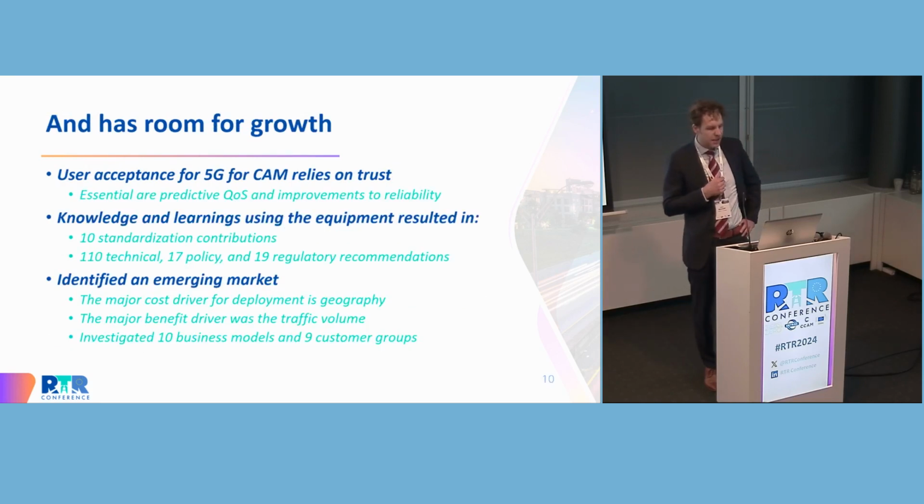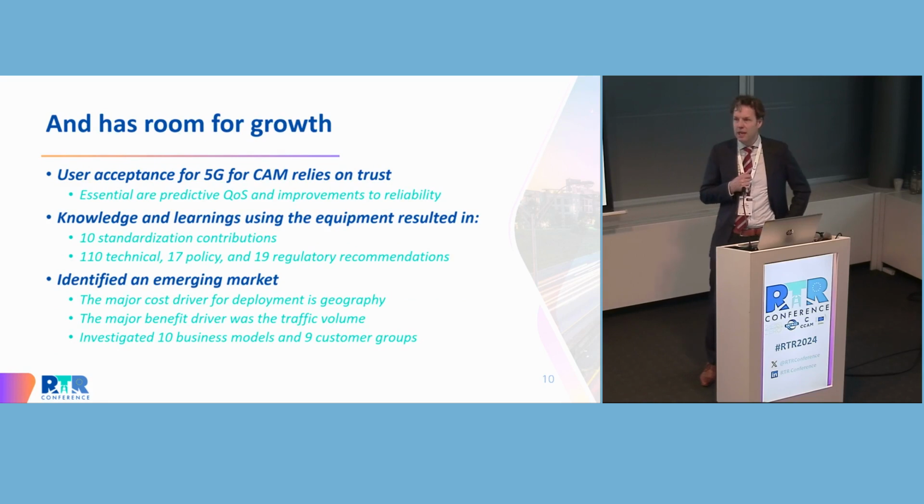What we noticed is that the user acceptance for 5G for CAM relies on trust. To put it shortly, it is better if your service fails predictably than when it fails unpredictably. If you drive a car and suddenly you need to do something, your trust in the system goes down. So if you have predictive QoS, you can say in advance, please note, we will have some issues in the near future, take over. But if you suddenly need to take over, you will not use the system anymore. So this trust is actually very key.